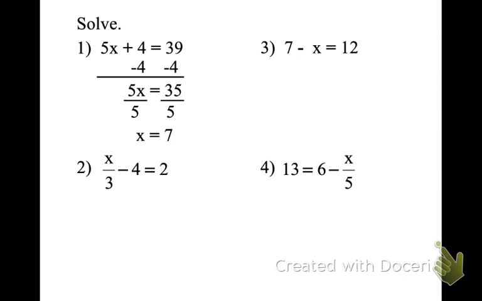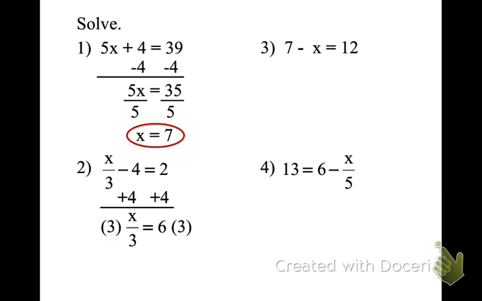All right. On number 2, I'm going to undo the subtraction. I'm adding 4 to both sides. And now I'm going to multiply. Since what's happening to the x is division, I'm going to multiply both sides by 3. We get x is equal to 18. All right, let's pause the recording, and I want you to try 3 and 4.